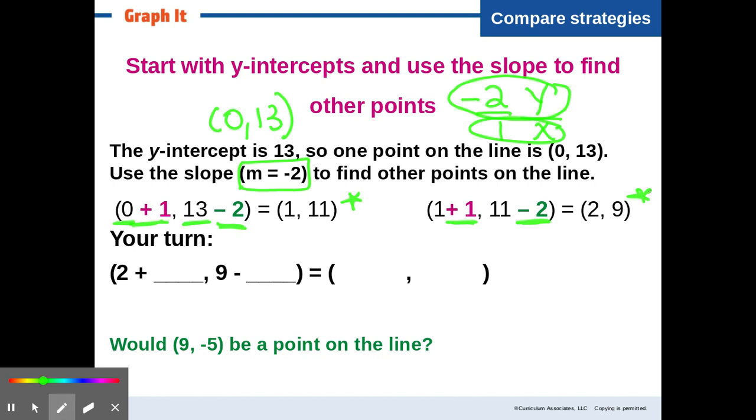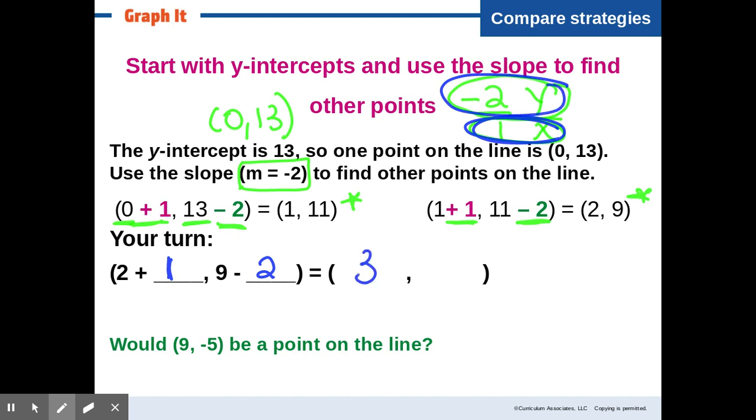Now we need to try that out and see how we can come up with the answer. I can do 2 plus 1 for my x value, and then I can do 9 minus 2 because that's the change in my y. So 2 plus 1 is 3, and 9 minus 2 is 7. That's another point on my graph.